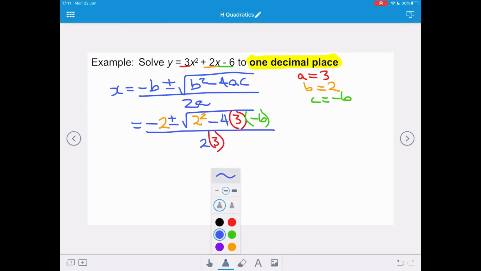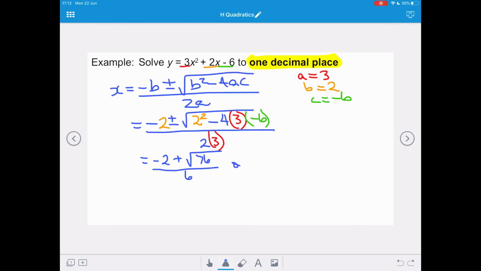So we're going to end up with 2 roots. So we're going to end up with x equals negative 2 plus, and our square root of 2 squared minus 4 times 3 times the negative 6 gives us a square root of 76. And all of that's going to be divided by 6. And our second root is going to be negative 2 minus the square root of 76 all over 6.